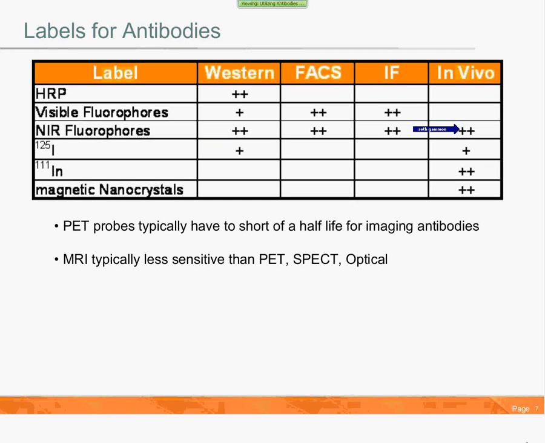Another issue that's very common in selecting a target is the blood-brain barrier. The blood-brain barrier keeps antibodies out of the brain. So those targets, unless you're in a neurodegenerative disease state that disrupts the blood-brain barrier, are fairly well off limits.